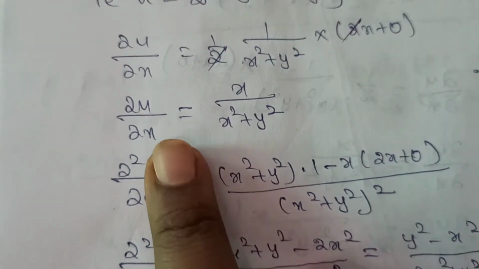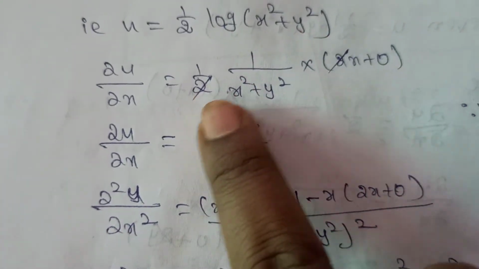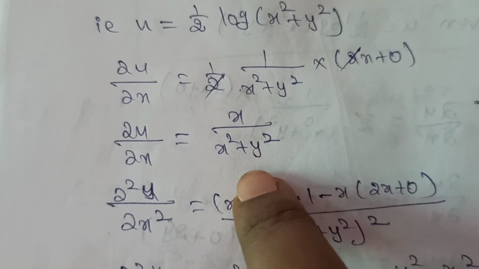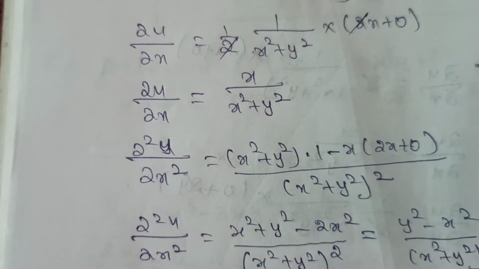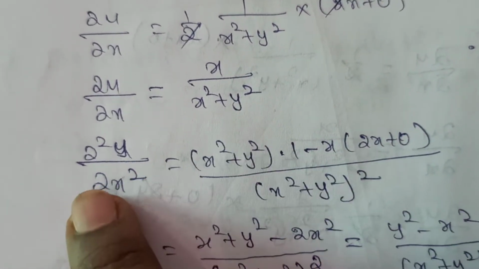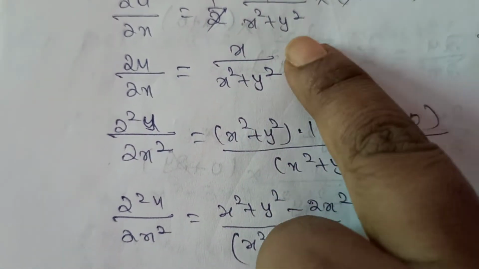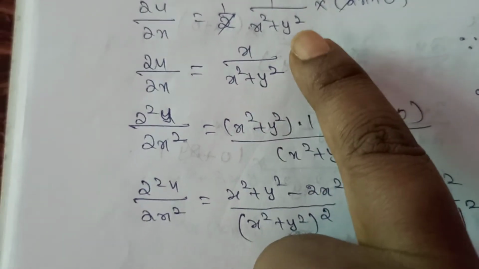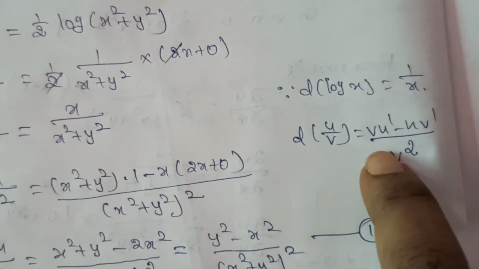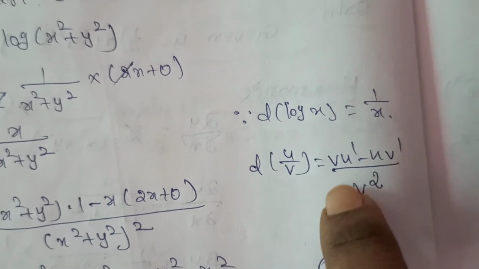Okay, therefore ∂u/∂x equals x; simplify here, the 2 in numerator and denominator cancel. So finally we can write x divided by (x² plus y²). Next, again we want to differentiate with respect to x, that is ∂²u/∂x². Here the numerator and denominator form the u by v formula. What's the differentiation of u by v formula? (v u' minus u v') divided by v².